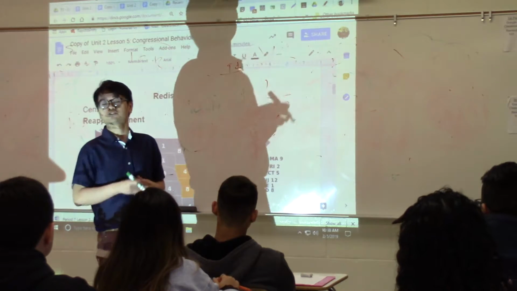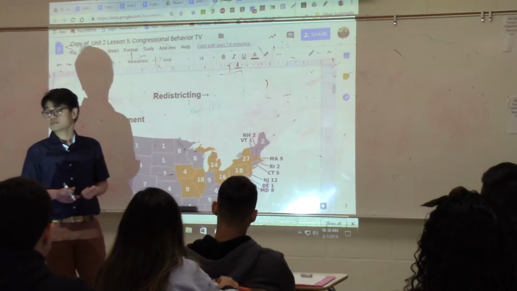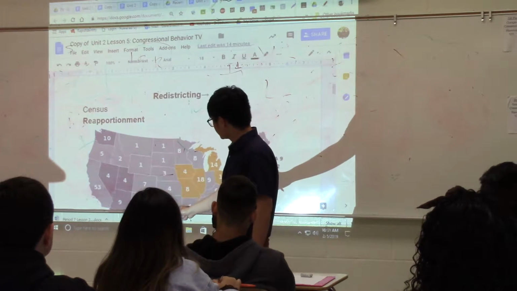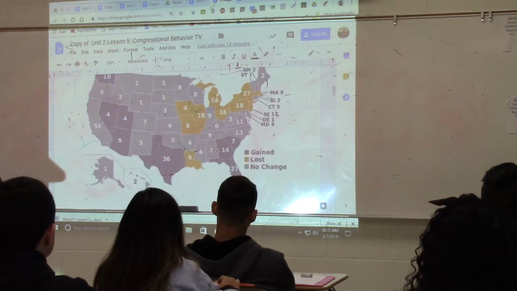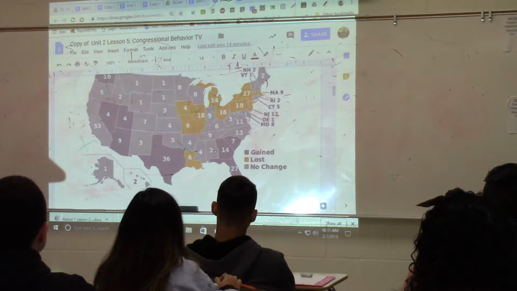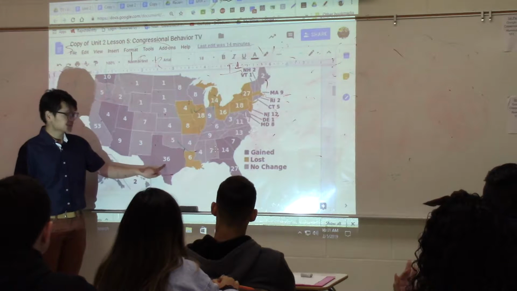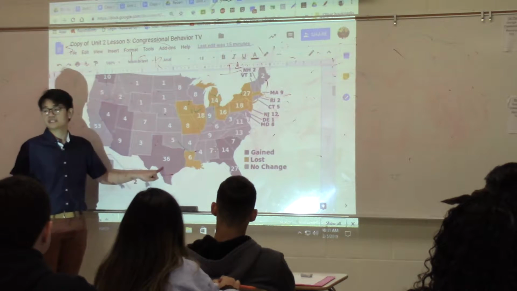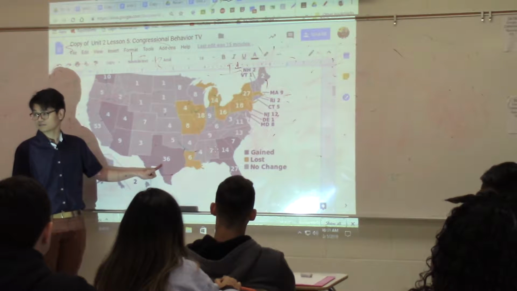Every 10 years, we have to count the number of people living in each state so we can adjust the membership in the House of Representatives. Every 10 years, the number of representatives each state gets changes. Some states gain seats, and some states lose seats. In the 2000 census, Texas only had 32 seats, but after we counted population again in 2010, they gave us four more seats, so we have 36 seats now.